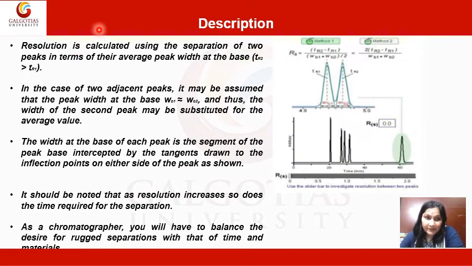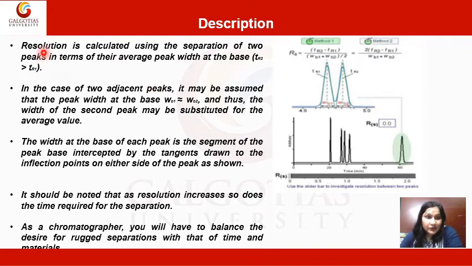So let's have a description of the resolution equation. You can see here we can write down the resolution equation by using two methods. The first method is Rs equals TR2 minus TR1 divided by (WB1 plus WB2) by 2, and the second method is TR2 minus TR1 divided by WB1 plus WB2. Okay. Now let's understand this, then we will discuss what is this TR2, what is this TR1 and all.